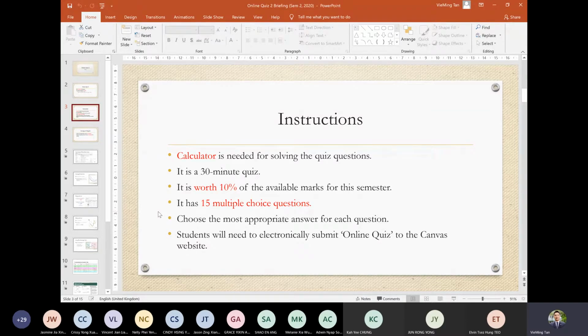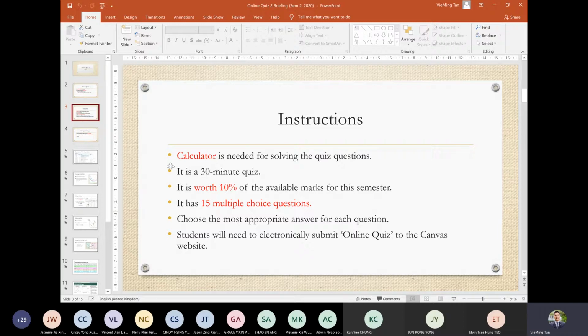This quiz is worth 10% of the overall marks for the entire semester. 10% for one quiz. The quiz will consist of 15 multiple choice questions only, just like quiz 1. Each question has 4 options, A, B, C, D, and you choose the most appropriate answer that you feel is the most accurate. After answering the 15 questions, you need to click the submit button on Canvas in order to submit the quiz.